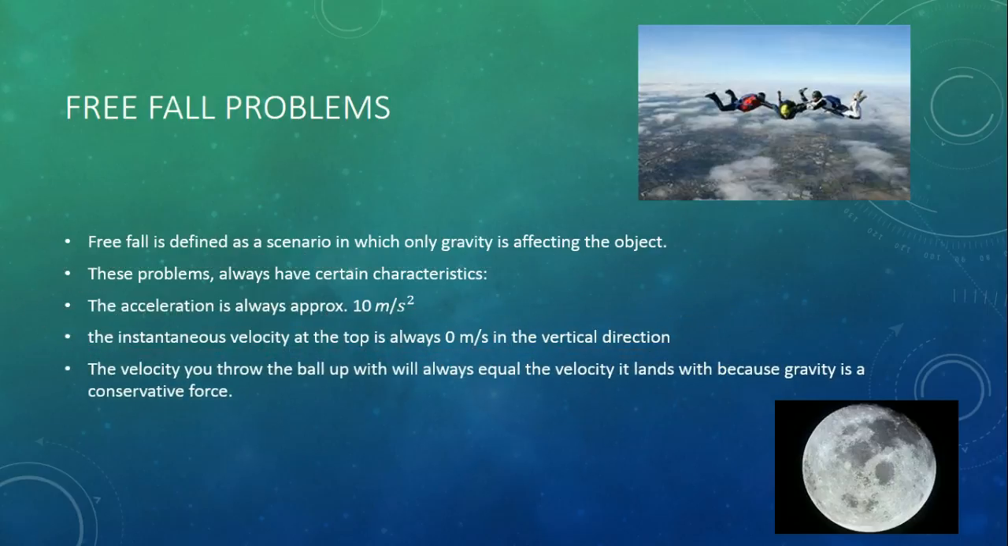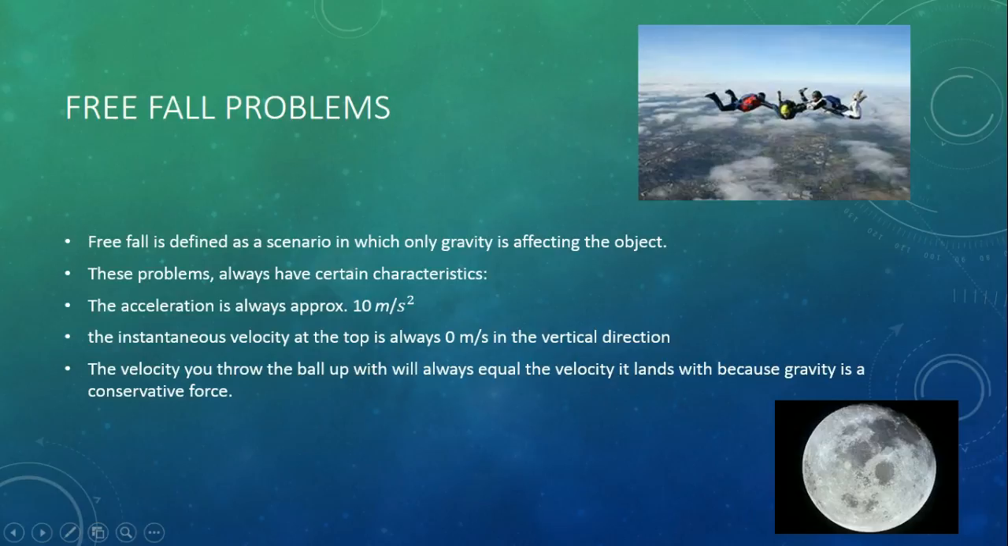And then a cool thing about objects being thrown up and coming back down is the velocity you throw the ball or object up with equals the velocity it lands with. And this has to do with gravity being a conservative force. A conservative force means it gives back what it takes. Like gravity, if you throw something against it, it comes back down to you, but it comes with the same velocity you gave it. So it's kind of cool.